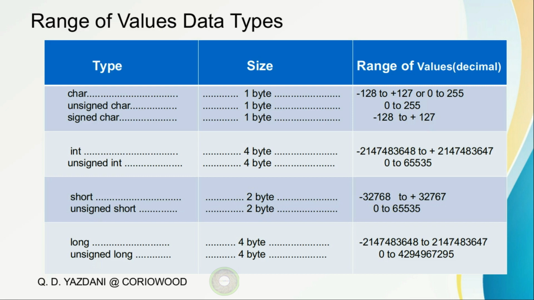All right, so long is 4 byte, and unsigned long is 0 to 4,294,967,295. That's how many numbers you can store. That's a huge number. Plus with the long also, we can go from minus 2 billion all the way to plus 2 billion.